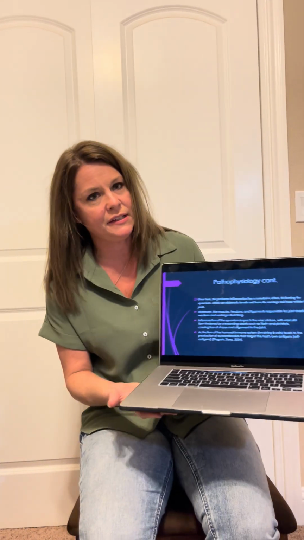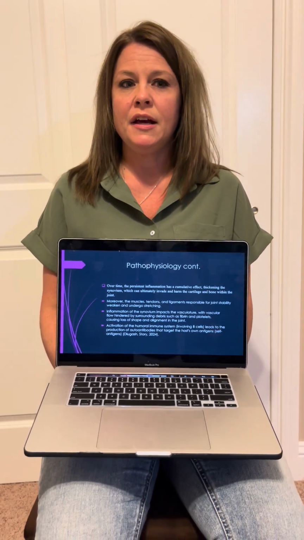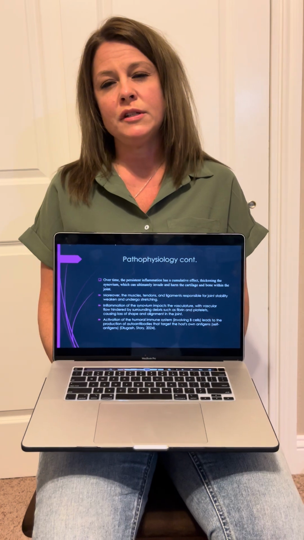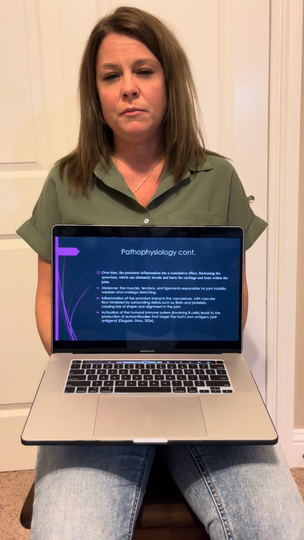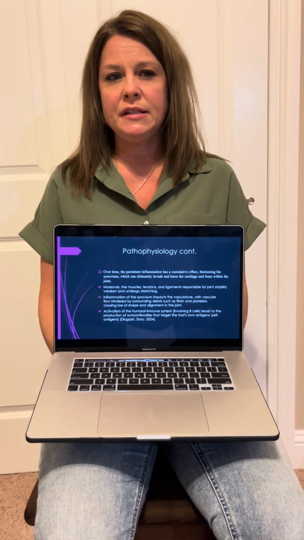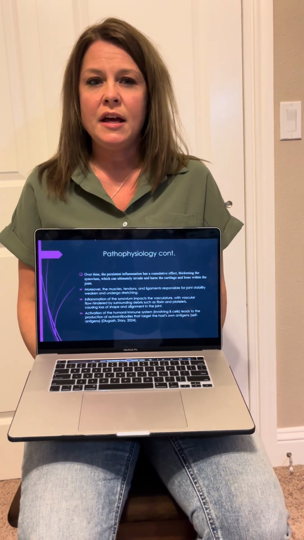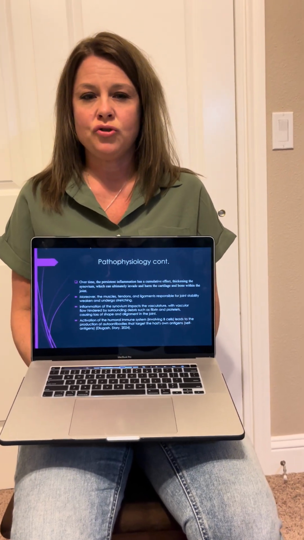There are different phases. The initial is the acute inflammatory episode, where it will become inflamed and then all of a sudden it will go into recovery. The cycle will repeat itself and be recurrent, activating the cell-mediated immune response, the activation of the immune system. This releases inflammatory cytokines and causes joint destruction.